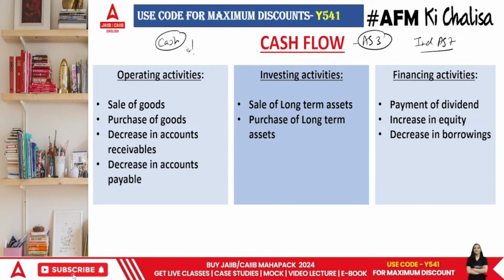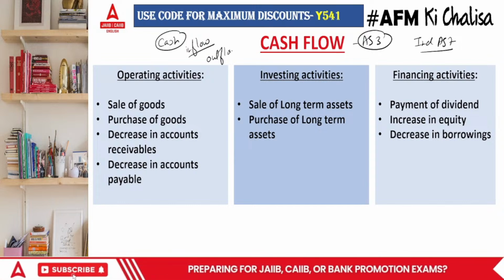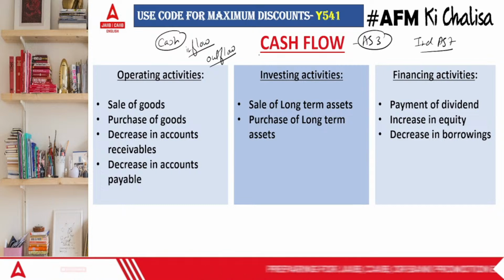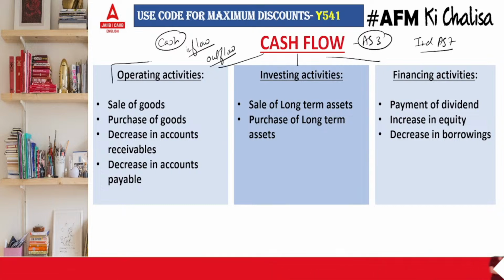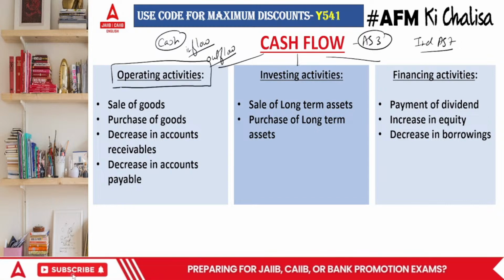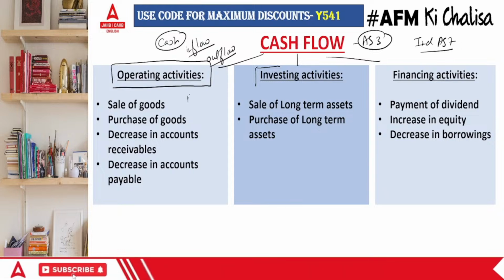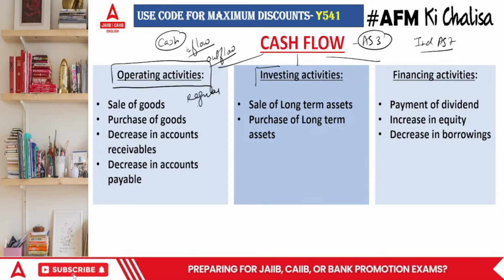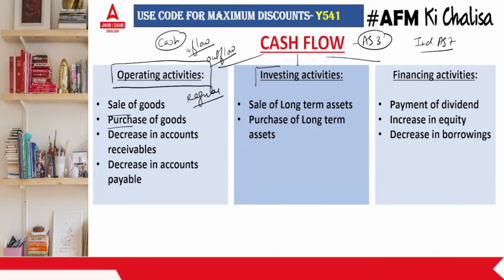If cash is coming in, it's inflow. If the cash is going out, it's called outflow. When we talk about cash flow, it is divided on the basis of 3 different categories. First, on the basis of the regular income which they make, it's called operating activities. Operating activities is their regular activity-based working. In this case, they sell goods, they purchase goods. All these things are covered under operating activities.